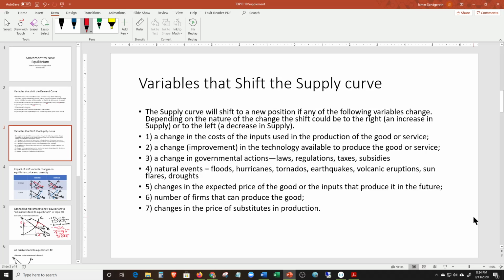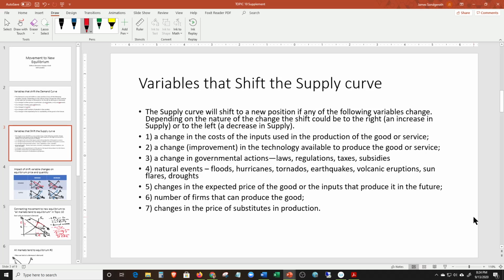The number of firms that can produce a good, so the number of firms who enter the market and compete, that would shift the supply curve to the right. And by the way, if the number of firms are bankrupt and left, that would shift the supply curve to the left.